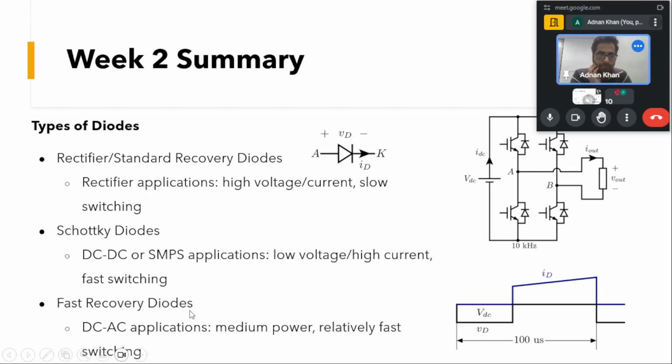About the fast recovery diode, these are intermediate. We have standard diodes, which at one extreme have a very high reverse recovery time, and Schottky diodes, on the other hand, have next to none or very small reverse recovery. These fast recovery diodes are intermediate between the Schottky diodes and the standard diodes. We can use these diodes in applications with intermediate frequency operations, like 10 kilohertz, 20 kilohertz, and so forth. The higher we move in the frequency spectrum of the converters, we want devices with minimal or zero reverse recovery.